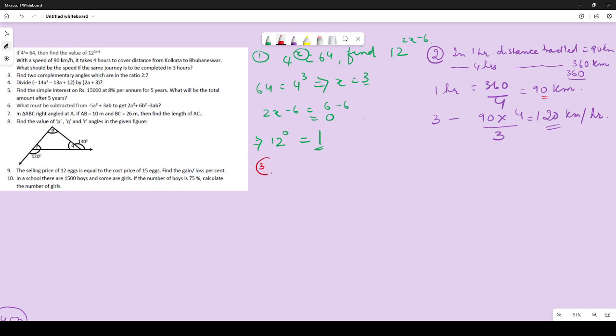Now let us take up the next question. Find two complementary angles which are in the ratio 2:7.